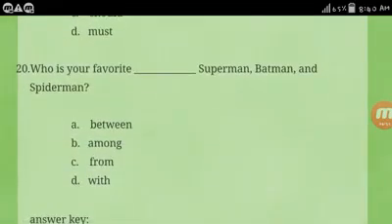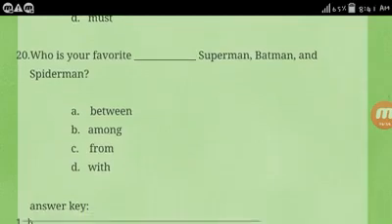Next, number 20. Who is your favorite blank: Superman, Batman, and Spider-Man? The best preposition here is among, because we have three choices. Between is only used for two. So the answer is among. You say, who is your favorite among Superman, Batman, and Spider-Man?